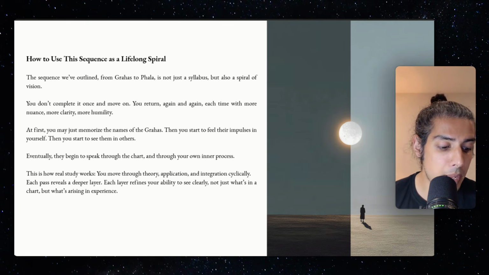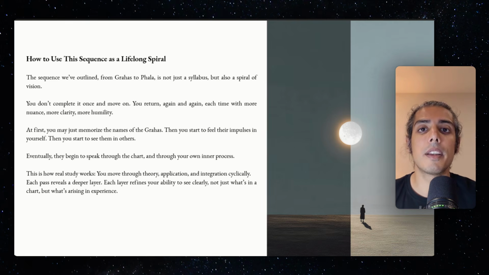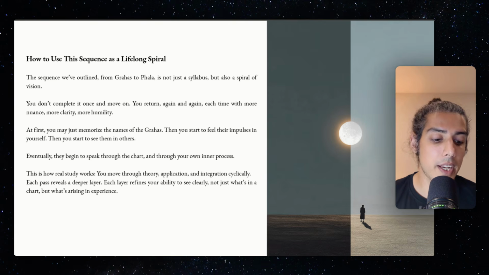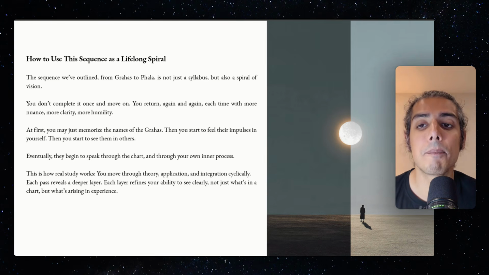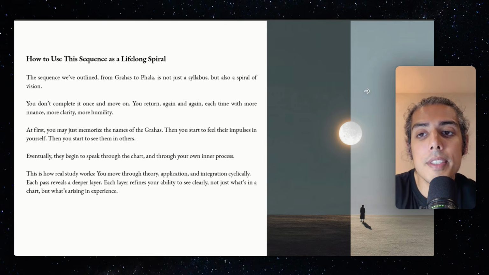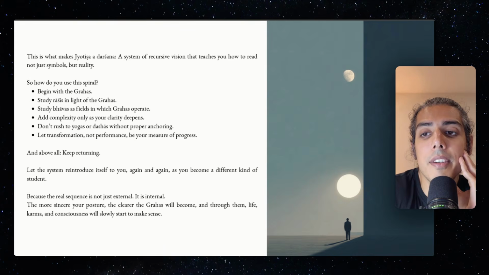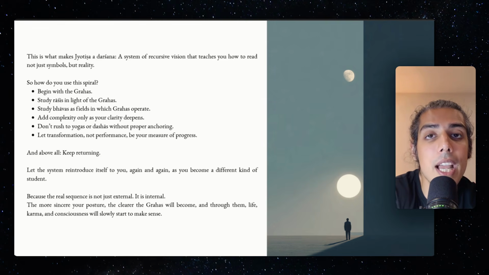So when you're looking at the map, you're looking at the sky at the moment of birth. There are directions in the map. The grahas are the structuring principles in your antariksh, in your inner space, and there's a certain metaphysics to it. So we have to understand that we're studying a diagrammatic representation of a metaphysical phenomenon. This is what makes Jyotish a darshan, a system of recursive vision that teaches you how to read not just symbols but reality itself.